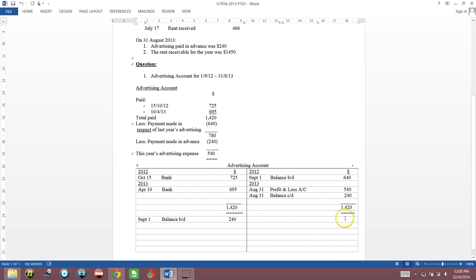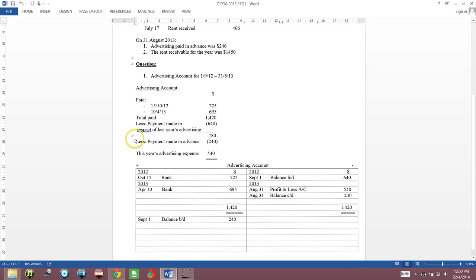The purpose of us is to find out what is the advertising expense this year that should be transferred to the profit and loss account. So first of all, you draw out the structure of this advertising account.